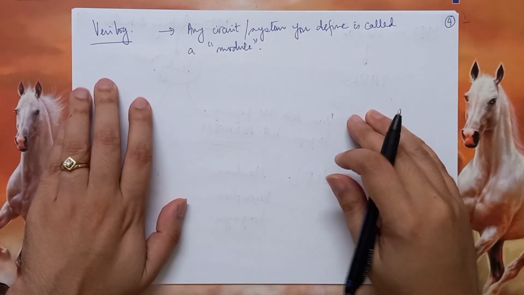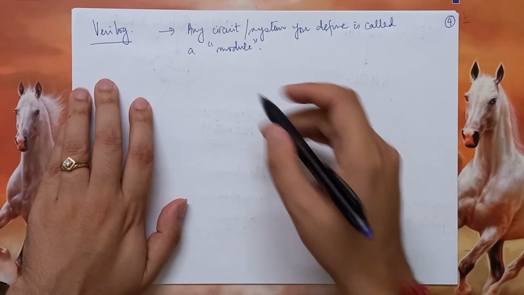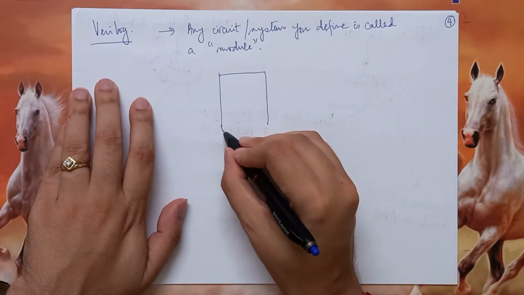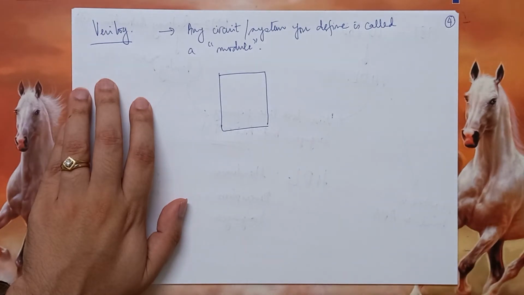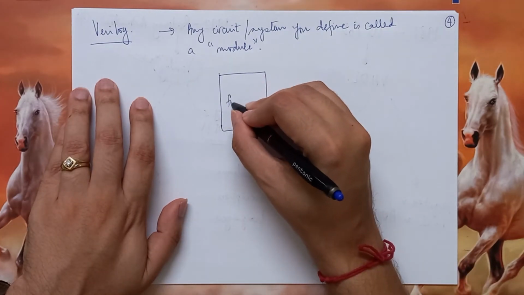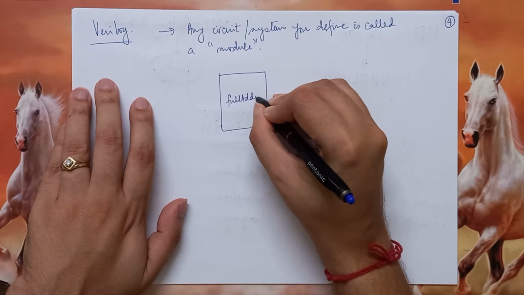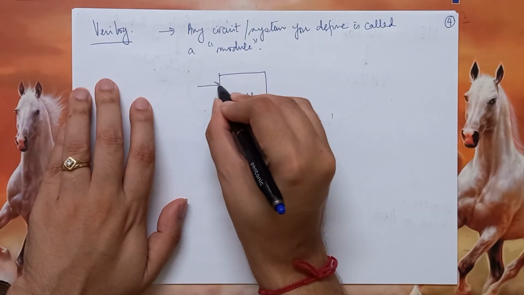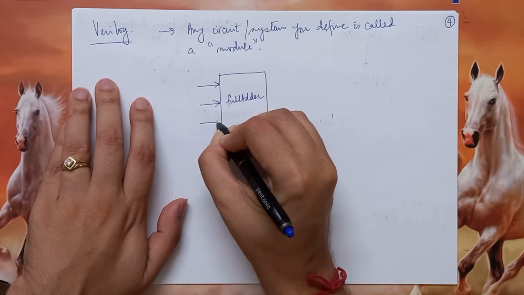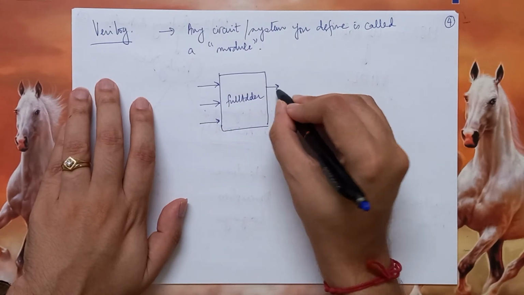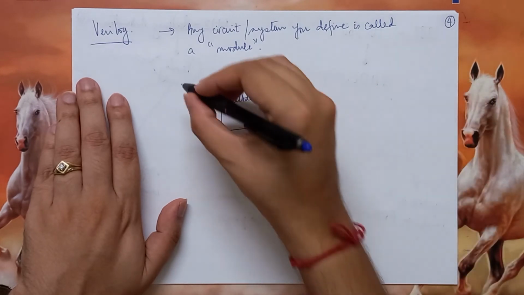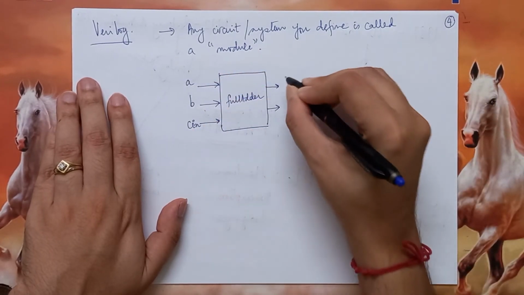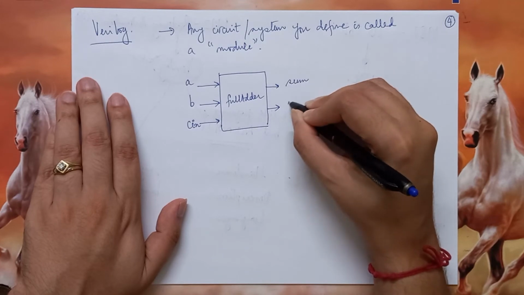So let us say I want to describe a full adder in Verilog. So let me call this full adder. And as we know, a full adder has 3 inputs and 2 outputs. Let me call these A, B and C in, and the outputs sum and C out.